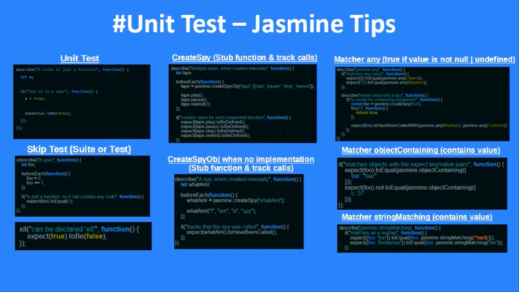You can use the Jasmine matcher any, that is true if the value is not null nor undefined. You can use the Jasmine matcher to check your object contains a specific value. You can use the string matcher to check your string matches the value. We hope these tips will help you to create successful tests.